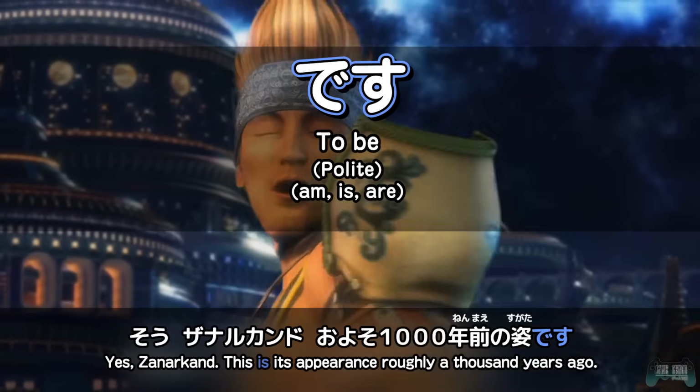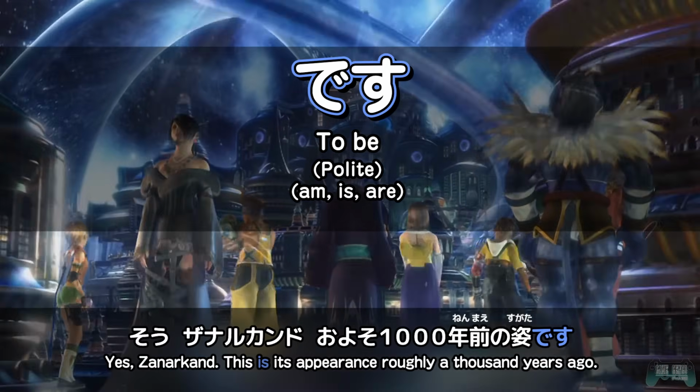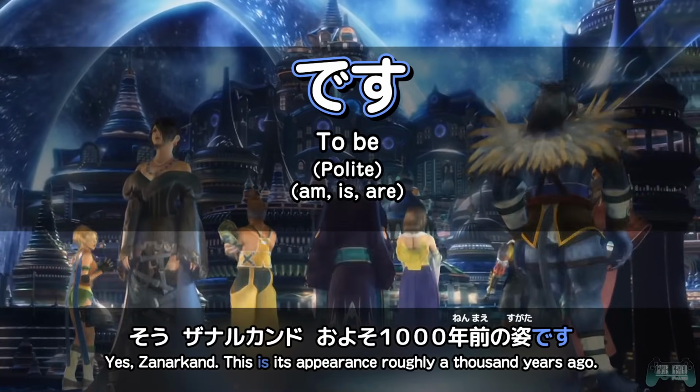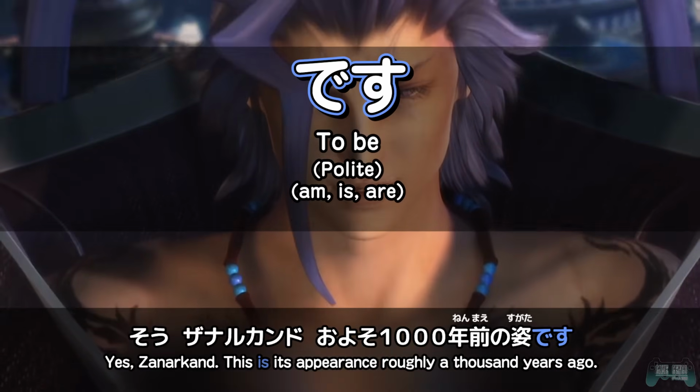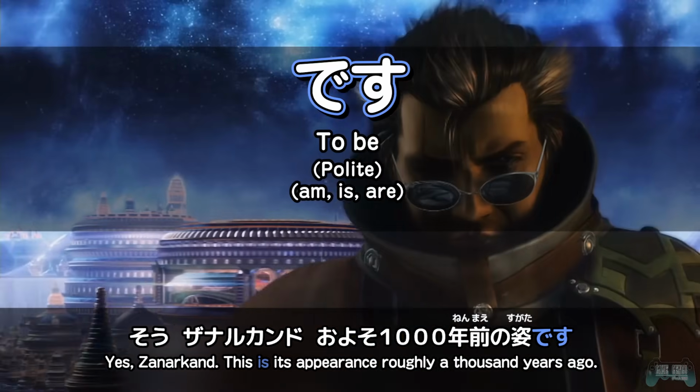Des, to be. Des is one of the most common pieces of grammar in all of Japanese. It's used at the end of sentences to state that something is. Often translated as to be in English as it shares the same usage. Take for example these words by themselves.